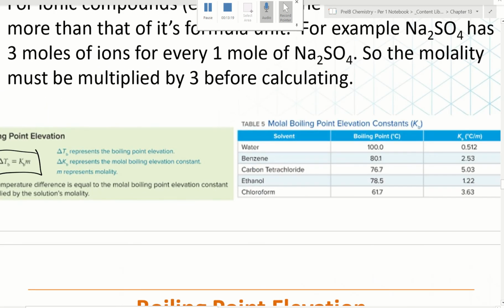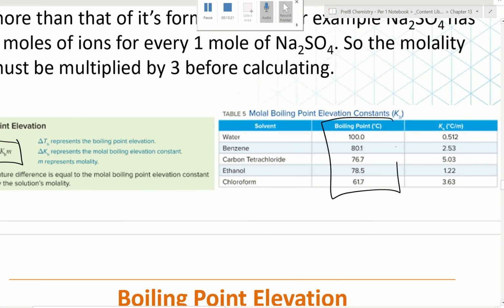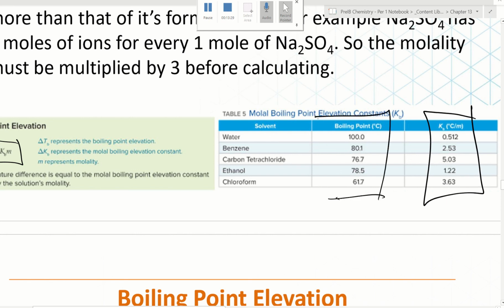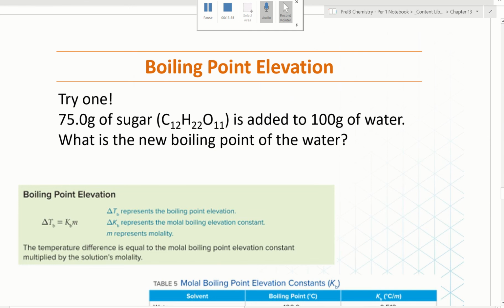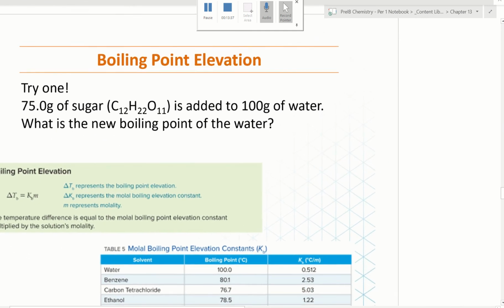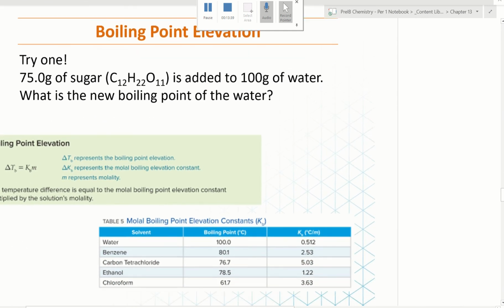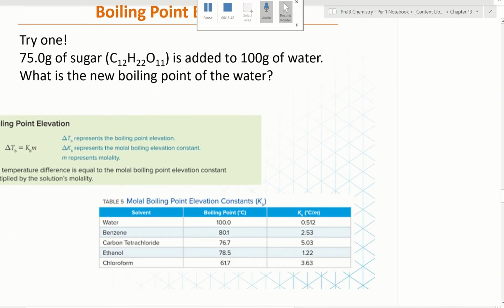This table here is just common boiling point elevation constants. Or sorry, these are the constants, here you go, and these are the common boiling points. All right, so we'll use this information, so we're going to do one together, and then after we do one together, then you can do some on your own. So this says 75 grams of sugar is added to 100 grams of water. What is the new boiling point of the water?